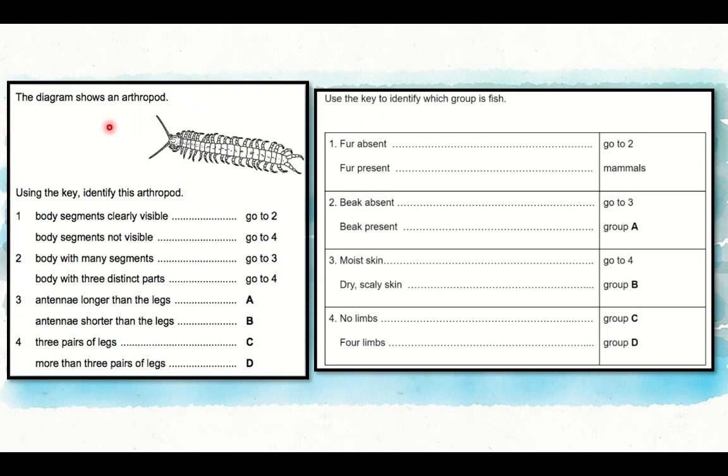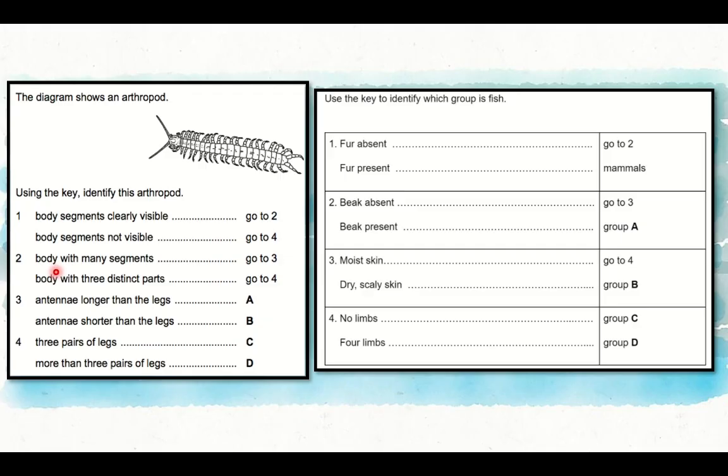Let's do another example. In this example, they have given us 4 options, A, B, C, D. Such questions usually come in the form of MCQs and we have to choose the right choice. Let's see what they have given in the question. The diagram shows an arthropod. Using the key, identify this arthropod. Body segments clearly visible. Body segments not visible. As you can see, the body is segmented. So we have to follow point number 2. So directly we will go to point number 2.